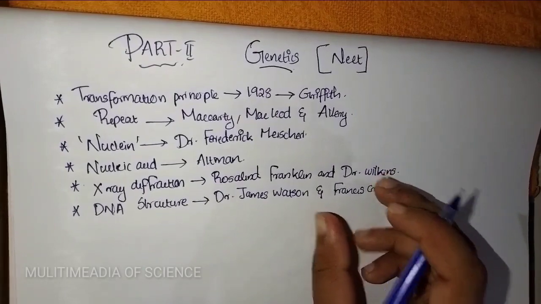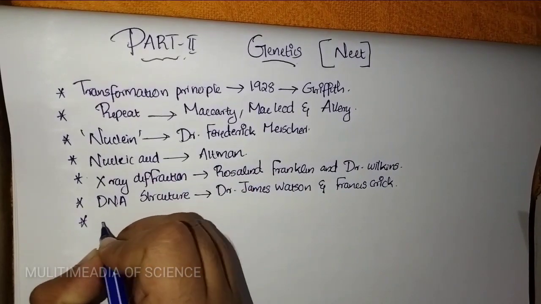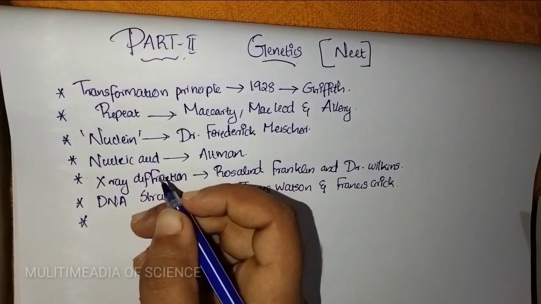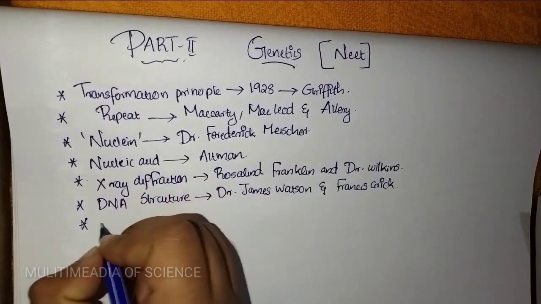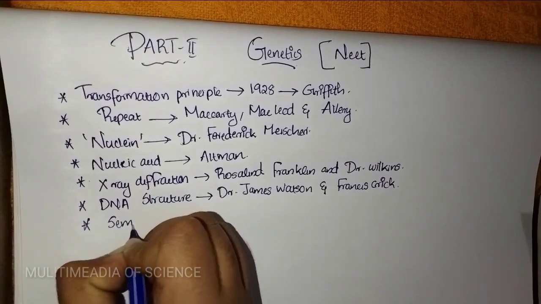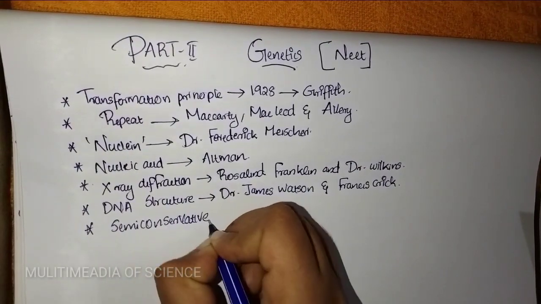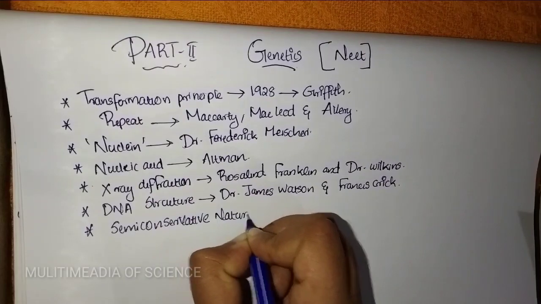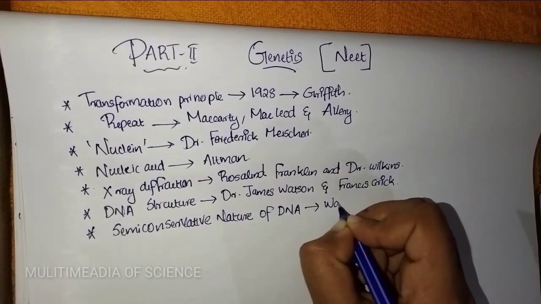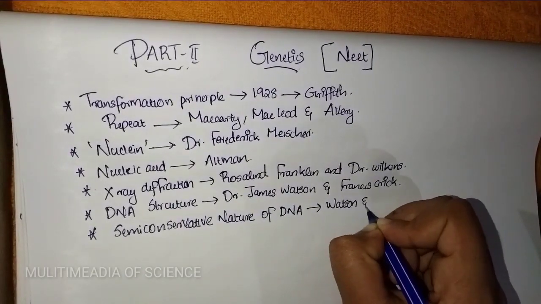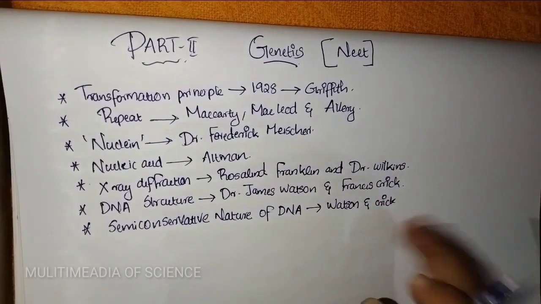Then the semi-conservative nature of DNA. It will be discussed in detail in the chapter genetics in the continued section, so please watch that. Here I am discussing only the term semi-conservative. The semi-conservative nature of DNA was proved by Watson and Crick, the same persons.